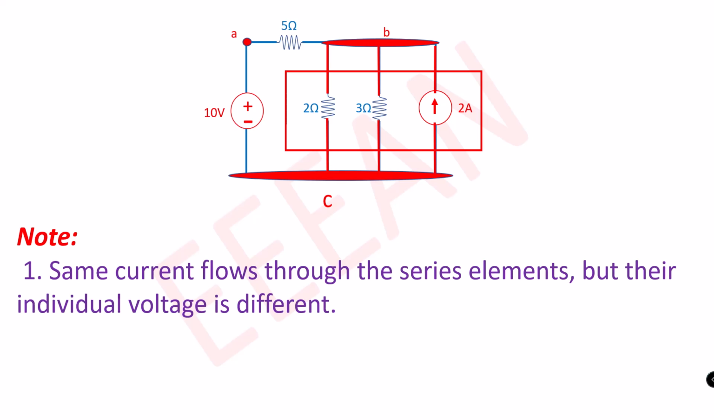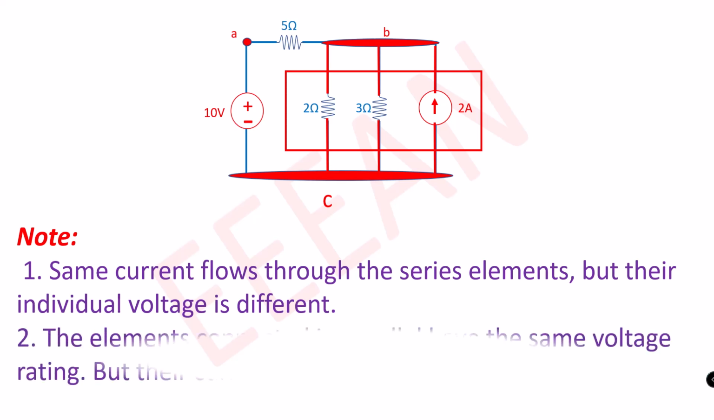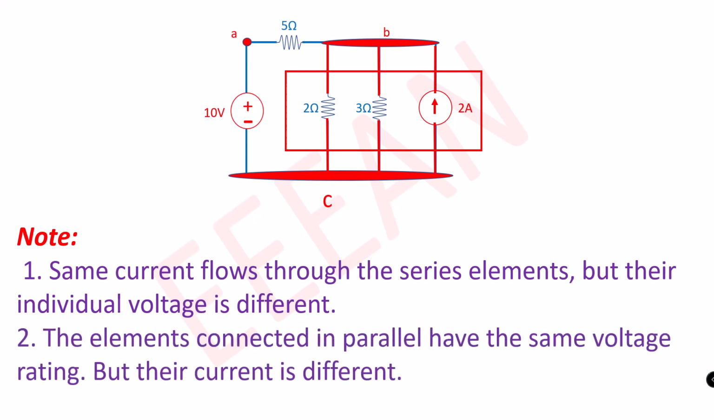And the second point, the elements connected in parallel have the same voltage, but their currents are different. In the above circuit, the 2 ohm, 3 ohm resistance and the 2 ampere current source are in parallel. For this reason, the voltage across these three elements is the same, but their currents may be different.